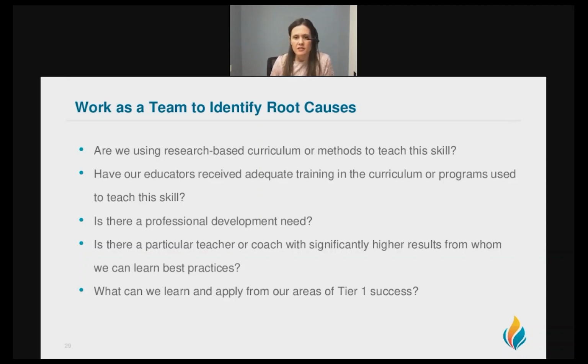So the questions you can ask are, are we always thinking about whether or not we're using research-based curriculum and methods to teach the skill, and is everyone in fact implementing and teaching based on those things that we know to be helpful for students? And if we see that maybe they're not, we also need to ask whether our staff has received adequate training. So sometimes it comes down to professional development, or they're brand new. We had a new teacher that started, and they never had the time to actually learn the curriculum.